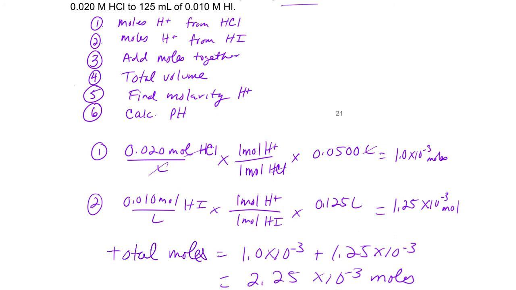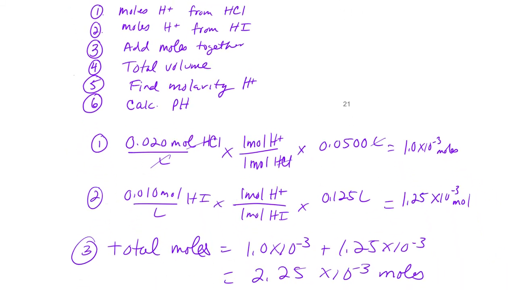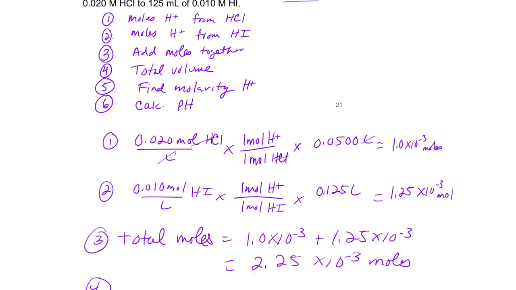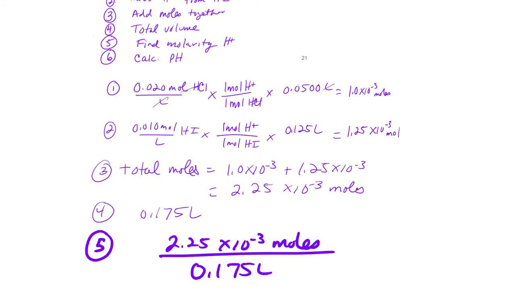And in step 4, we're going to find our total volume. So we mixed 125 milliliters of the one solution with 50 milliliters of the other. So our total volume is 175 milliliters, or 0.175 liters. So to find the molarity of H+, we're going to have 2.25 times 10 to the minus 3 moles. That's our total moles, divided by our total volume, 0.175 liters. And we get 0.0129 moles per liter.